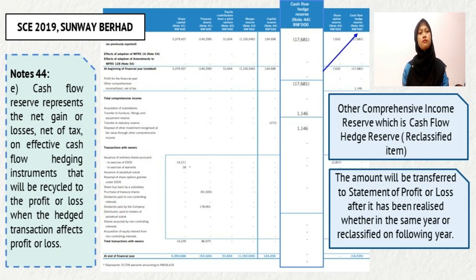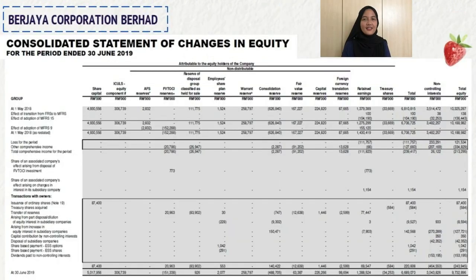If you want to understand more on how the item is transferred to profit or loss, you can refer to the other comprehensive income topic already presented by the group examiners, as we use the same example. That's all for me. I will pass it to Aifa. Thank you, Rosalia, for the detailed explanations on other comprehensive income reserves. Next, I will be explaining about other reserves.